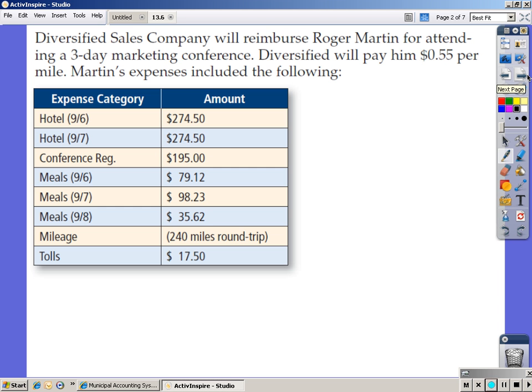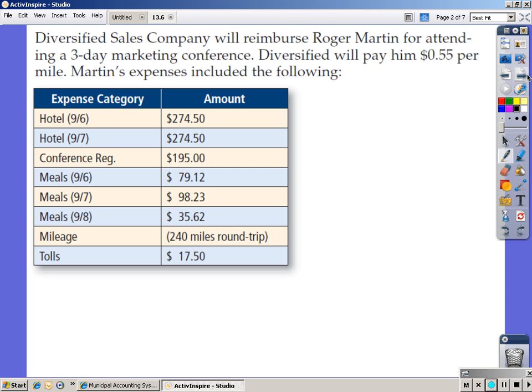Alright, so Diversified Sales Company will reimburse Roger Martin for attending a 3-day marketing conference. Diversified will pay him 55 cents per mile. Martin's expenses include the following. You've got a hotel for 2 nights, conference registration, meals for 3 days, your mileage, and your tolls. Okay? Now, it does say he gets 55 cents per mile.